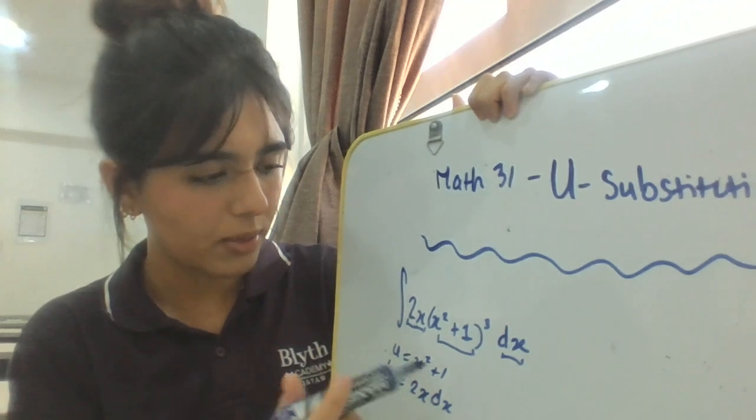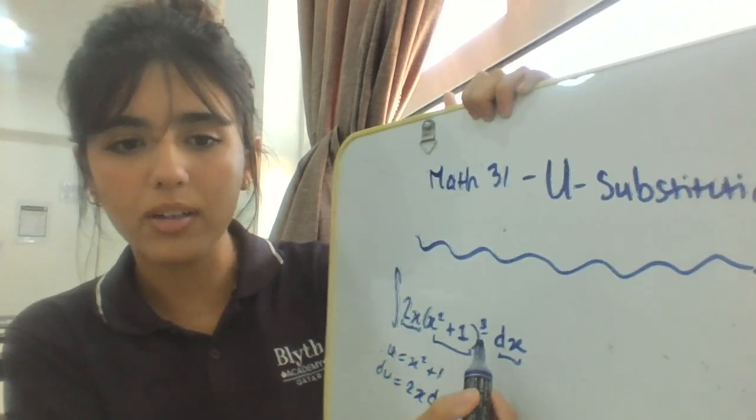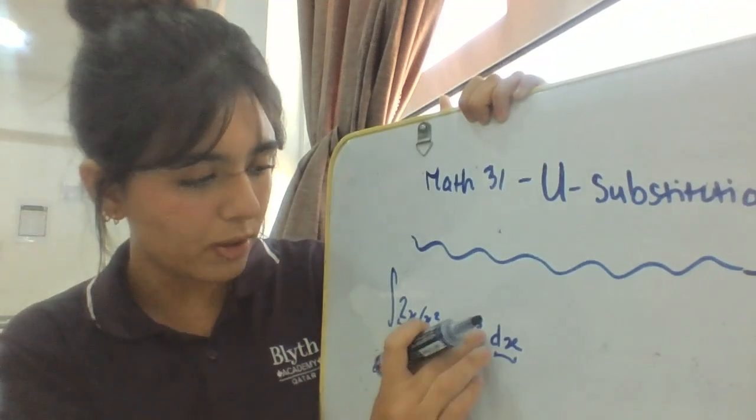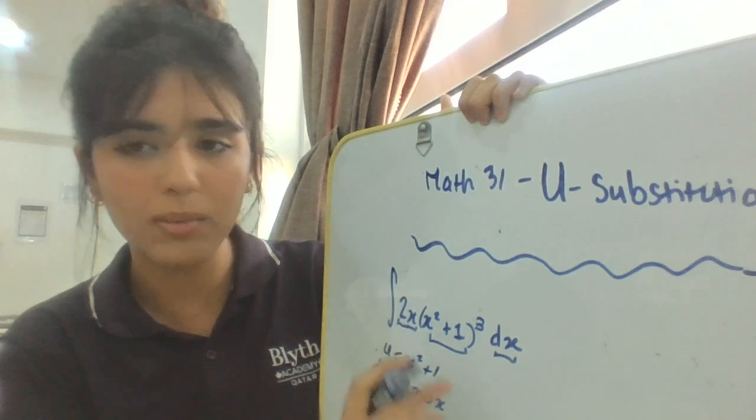Also, I want to mention that when you pick your u, you can probably get confused by the power. I just want to mention that you can ignore the power, look only for what's inside that can be simplified to the outside. Completely ignore the power.